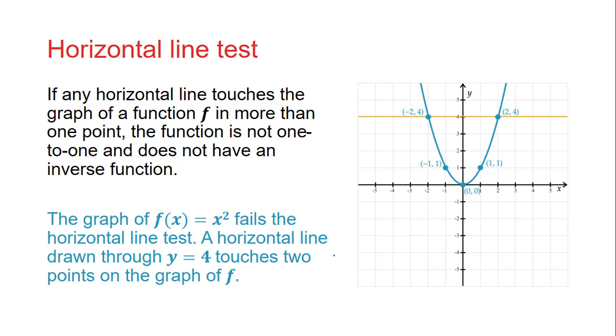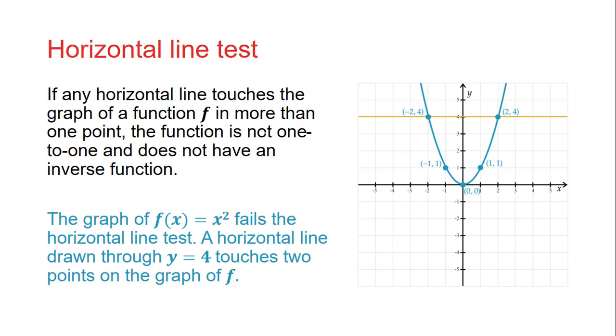Now we can determine from a graph if a function is a one-to-one function, and we use what is called a horizontal line test. If any horizontal line touches a graph of a function f in more than one point, the function is not one-to-one and does not have an inverse function.